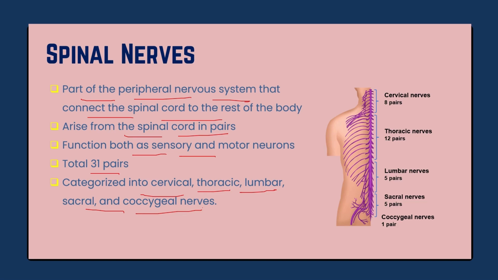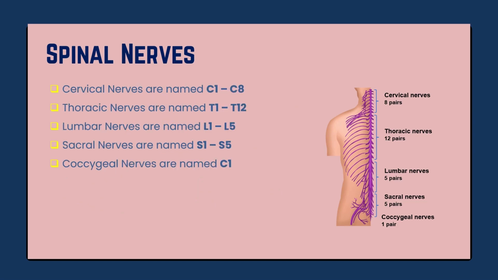All right. So spinal nerves are named based on the number and the first letter of the segment which they belong to. So we have the cervical nerves which are 8 pairs and we call them C1 to C8. Pretty simple, right? No complex names. Just need to remember these 5 words and then the numbers.